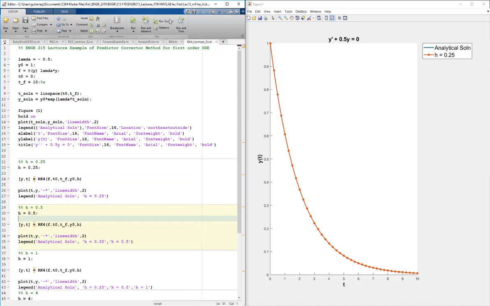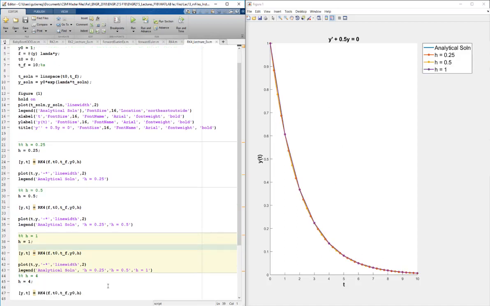And even if we step our time step up, we still get very good accuracy. That's because we're doing a lot of function evaluations. So even though we're taking a larger time step here, we've done a lot of function evaluations in between. I continue to step my time step up, and we still have quite an accurate solution. And I'll go ahead and step it up to 4.